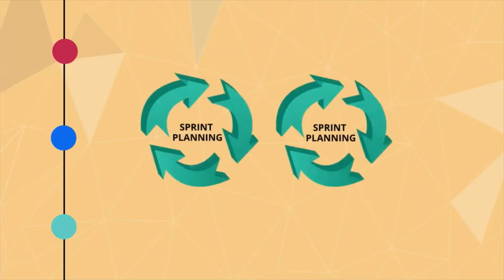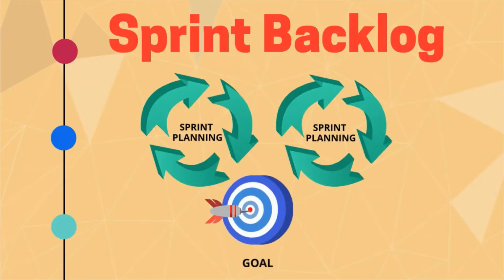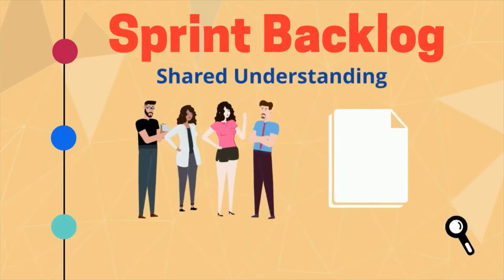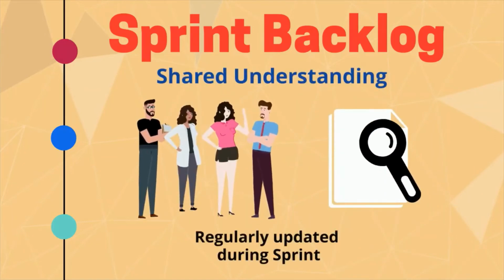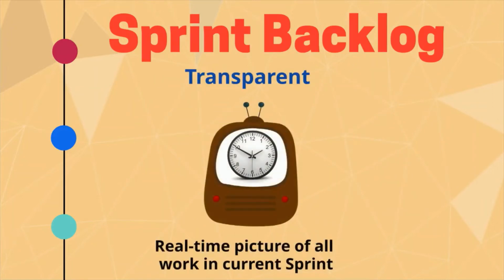During sprint planning, the development team collaborates to generate the sprint backlog. It's their approach for achieving the sprint goal and completing relevant product backlog items during the current sprint. As the development team discovers more during the sprint, it is updated on a frequent basis. Sprint backlog is a transparent, real-time presentation of the current sprint's work.